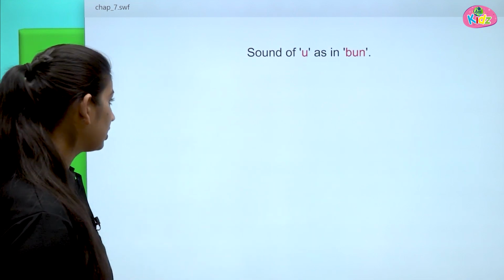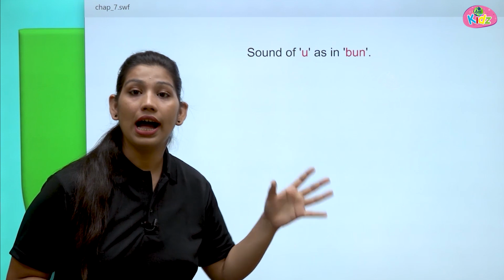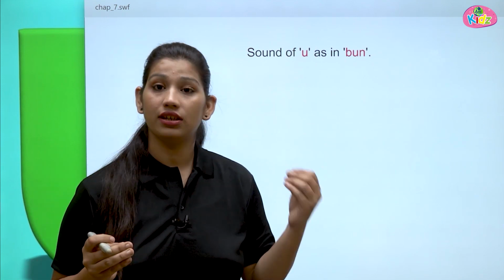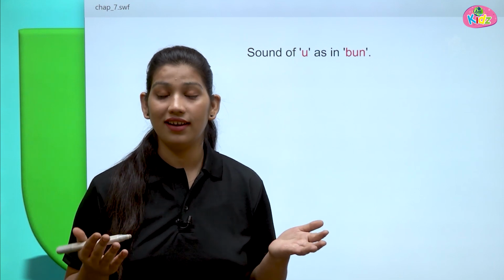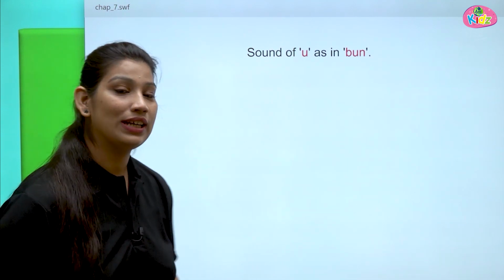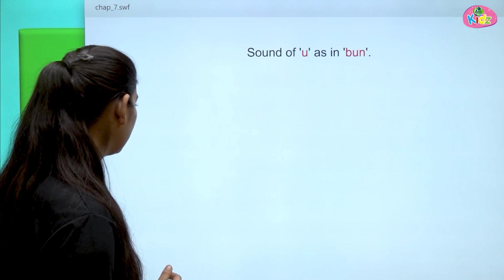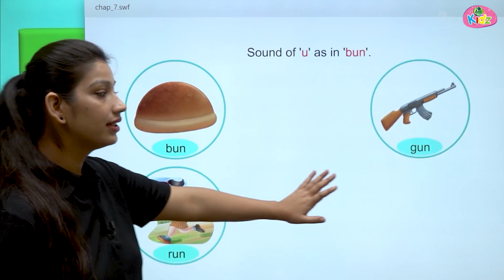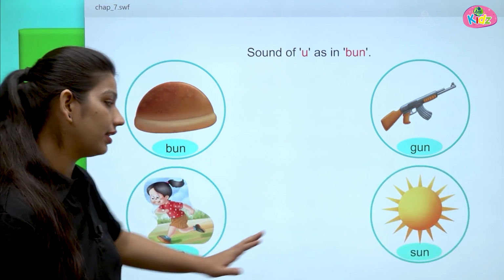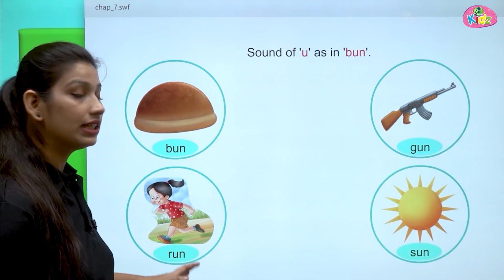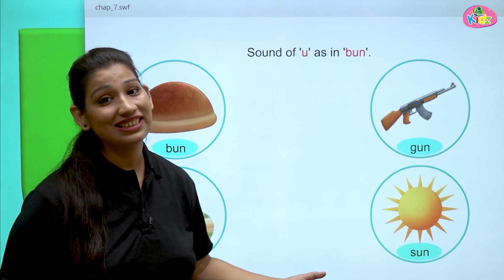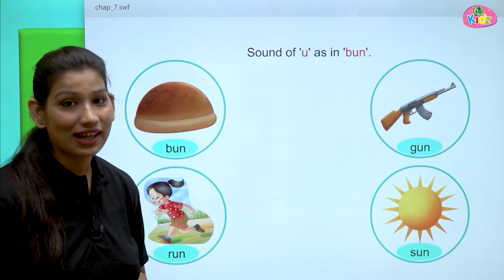Let's start with words with the u, n, "un" sound. When we blend n with u, it makes "un". Let us read the words with the "un" sound. The first is b, u, n, bun. G, u, n, gun. R, u, n, run. S, u, n, sun. The slide is looking so colorful.